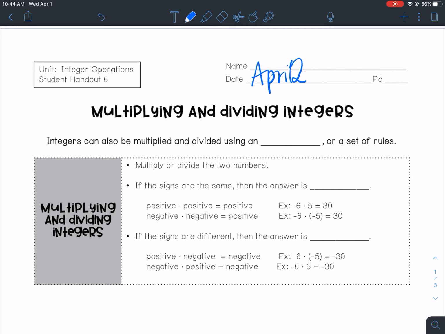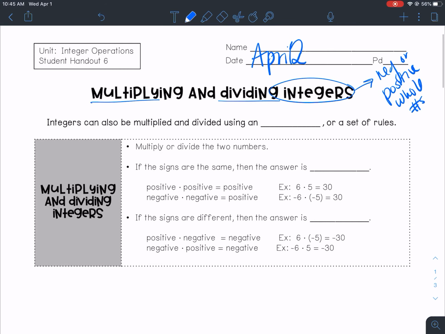Today is April 2nd. Today's lesson is going to be about multiplying and dividing integers. Again, integers are negative or positive whole numbers. Just like yesterday, if I highlight it, then this is something that you should want to write down. Take out a paper, take out a pencil, and go ahead and write notes. You will be able to use these notes during your IXL practice after the video. So let's go ahead and look at this.